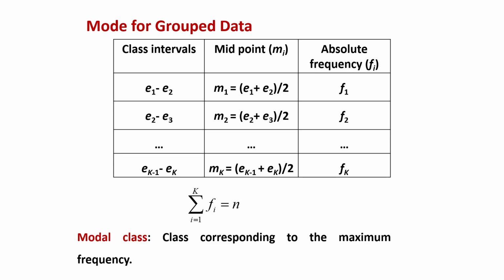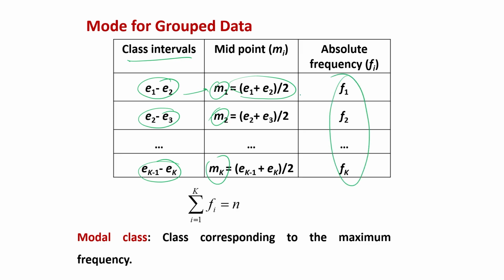Now in the case of group data, the mode is obtained by creating a frequency table. So we divide the data into different class intervals like E1 to E2, E2 to E3, and up to Ek minus 1 to Ek. So there are k class intervals. Then we find out their midpoints M1, M2, Mk. For example, the first midpoint M1 is obtained as E1 plus E2 divided by 2 and so on, and then we find out their absolute frequencies F1, F2, Fk, so that the summation of Fi from i equal to 1 to k is equal to n, the total number of observations.